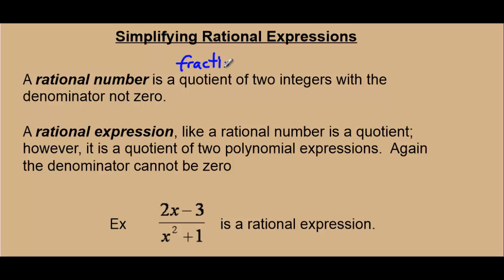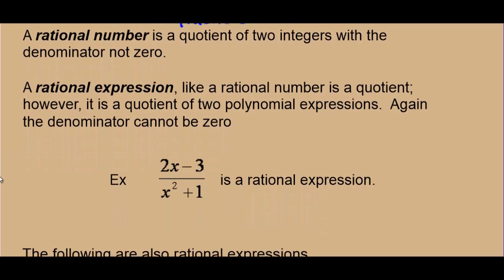Just like rational numbers, rational expressions are the same sort of idea, but now we're going to introduce variables into the expression. So (2x - 3) divided by (x squared + 1) is a quotient of two things, but now we have variables inside of them. So we call that a rational expression. Again, let's remember that for a rational number and a rational expression, the denominator cannot equal 0. And this is going to become important when we look at simplifying.